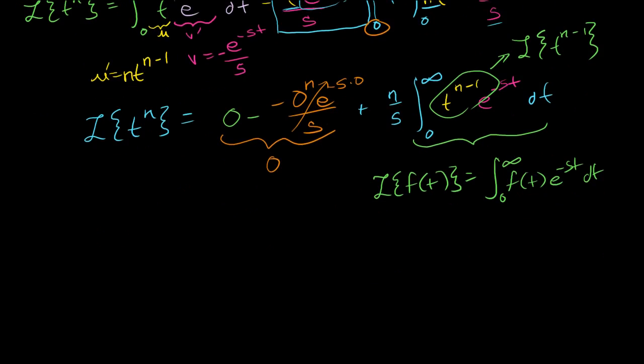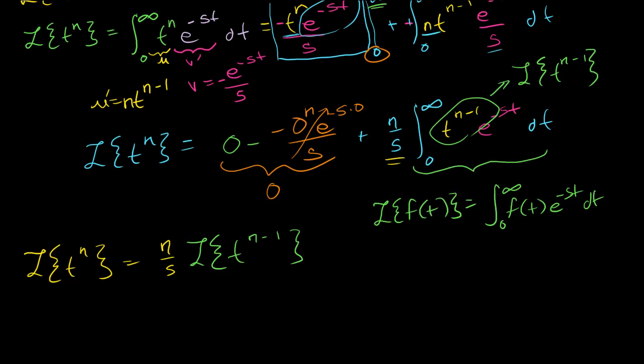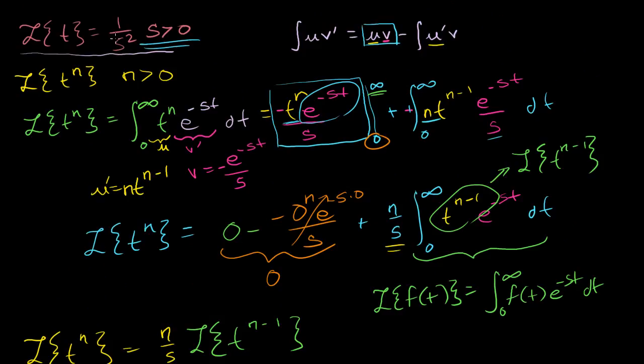We get the Laplace transform of t to the n is equal to, this is all 0, it's equal to n over s, that's right there, times this integral right here, which we just figured out was the Laplace transform of t to the n minus 1. Well, this is a nice, neat simplification. We can now figure out the Laplace transform of a higher power in terms of the one power lower than that, but it still doesn't give me a generalized formula. So let's see if we can use this information to get a generalized formula.